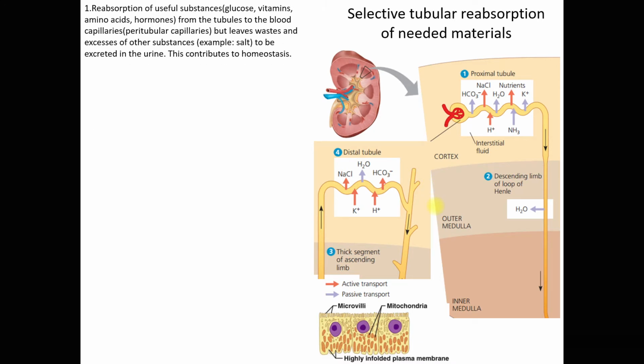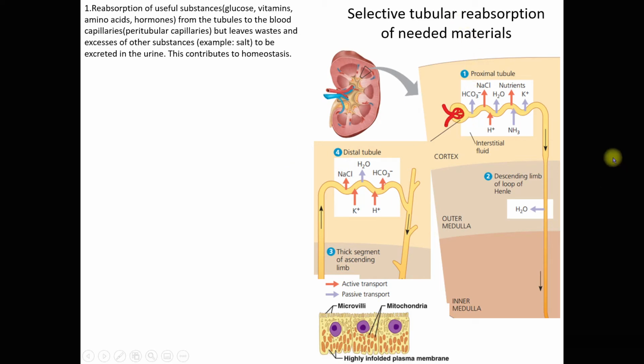So reabsorption of useful substances, right? Because remember earlier during the ultrafiltration, what happened? Even nutrients are being filtered into the Bowman's space, which forms the glomerular filtrate. In the glomerular filtrate we have nutrients, and those nutrients must be absorbed by our body. So the absorption of those nutrients occurs here at the selective tubular reabsorption of needed materials.